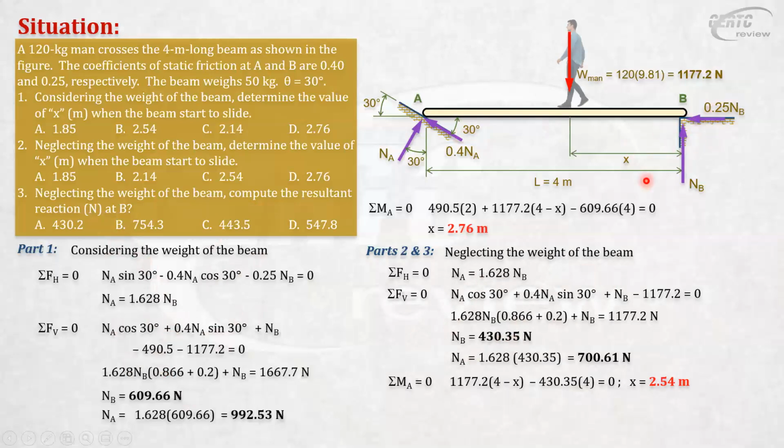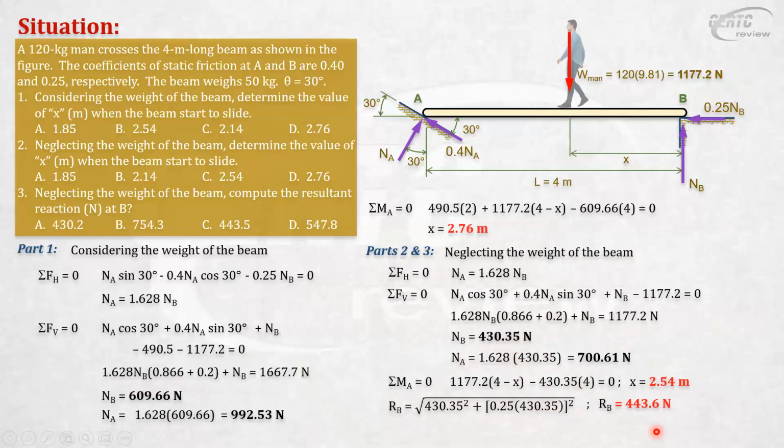Okay, the resultant or the total reaction at B will be the resultant of NB and the 0.25 NB. Ito yung friction natin. Then we will use the Pythagorean theorem. It will be NB, this is the NB, not that one, 430.35 plus 0.25 NB, squared. Okay, Pythagorean theorem. Then we have your RB.